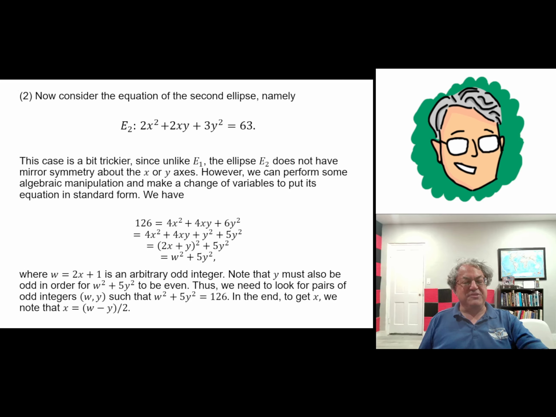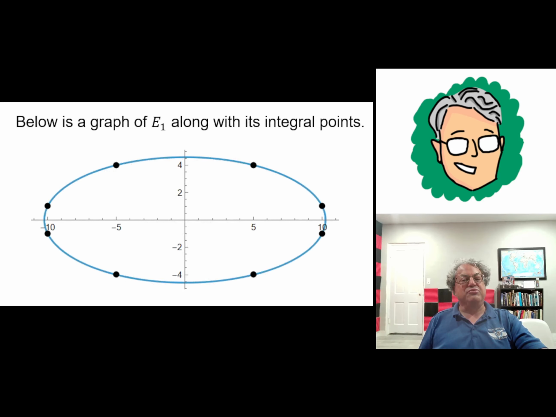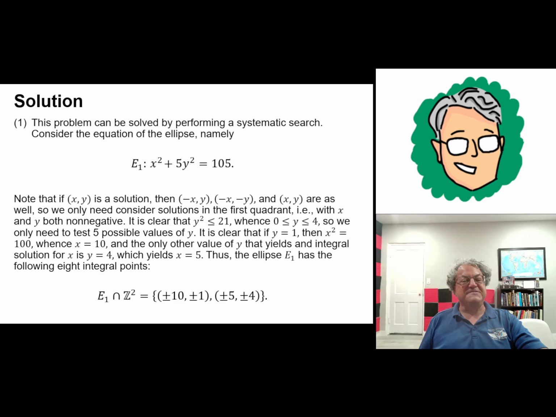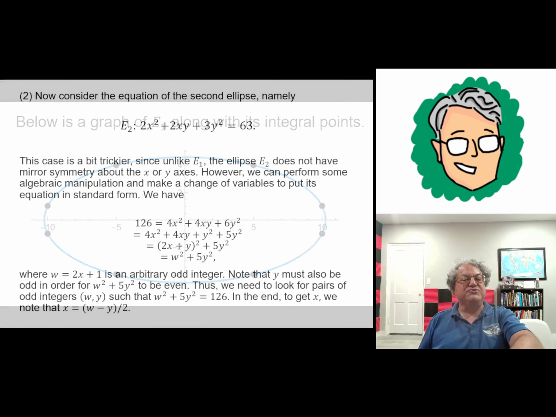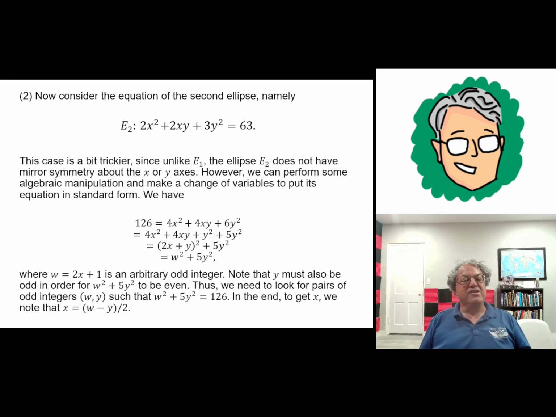Well, I think you noticed something interesting about this equation. It has the exact same form as our previous one, except the constant's different. Here we had x squared plus 5y squared equals 105, and here we have w squared, that's just another variable, plus 5y squared equals 126, which is a different constant.